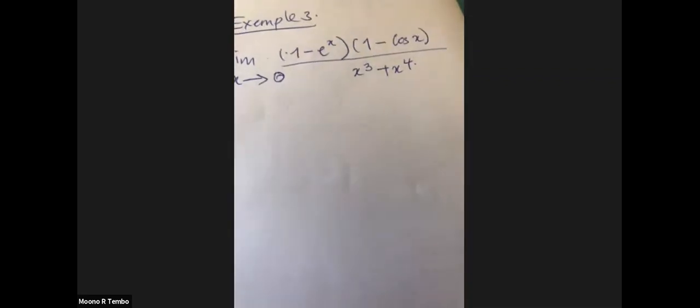Okay, perfect. So example 3. I'm solving the question under limits. Let's say we've got the limit as x approaches 0 of (1 minus e to the power x) times (1 minus cos x), and everything is over x to the power 3 plus x to the power 4. Can you guys see the question there?